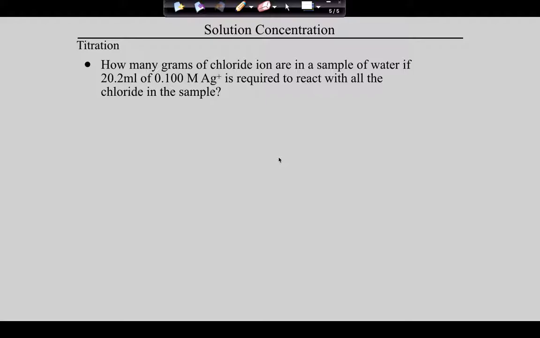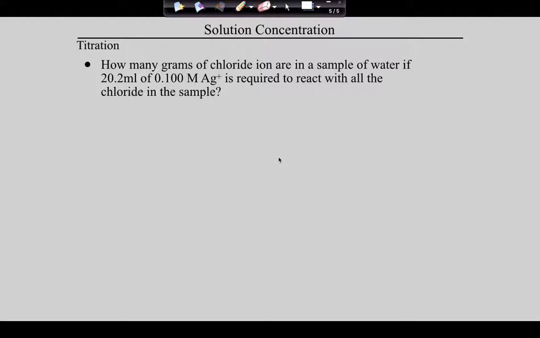So guys, before we even get into solving this problem, and if you want to write it down, I'll pause for a second. Guys, there's all sorts of chemistry that we need to talk about. But again, the question says this. How many grams of chloride, how much chloride is in a sample of water if it takes 20-ish milliliters of a silver ion solution to react with all the chloride in the sample?